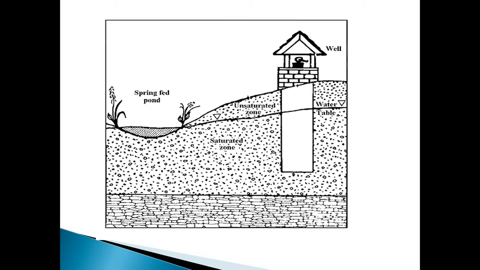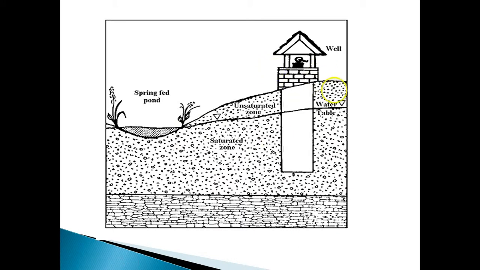So take a look here. Here we have a well. Here is the saturated zone. This line represents the water table. It's the upper limit of the saturated rock. This rock down here at the bottom is impermeable rock, and everything above that appears to be permeable rock. So the saturated zone is the permeable rock that is filled with water.